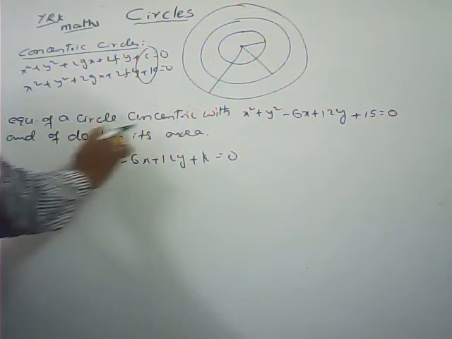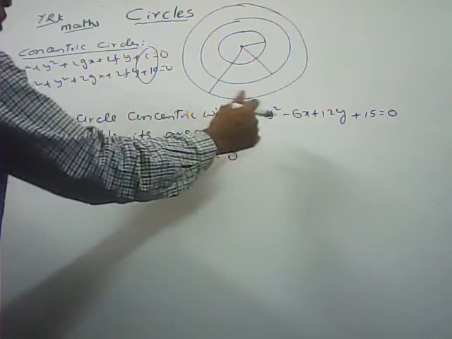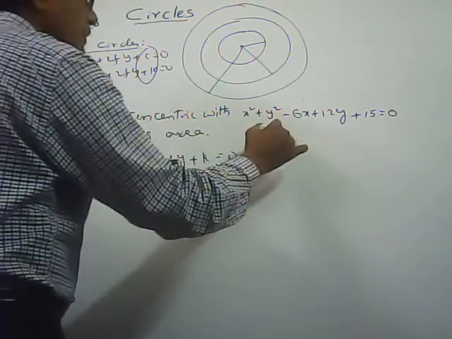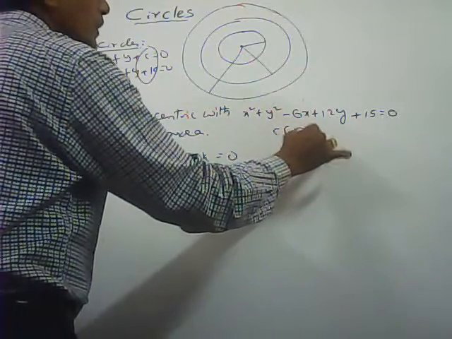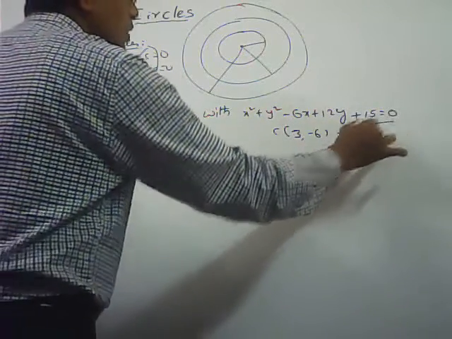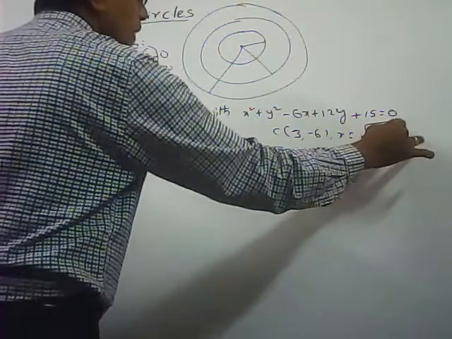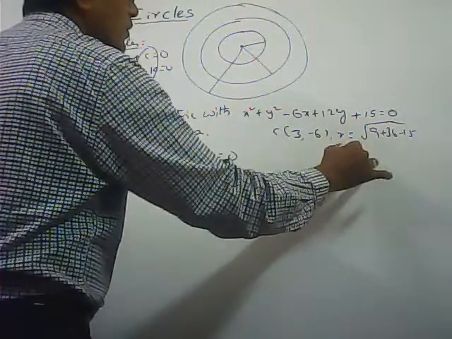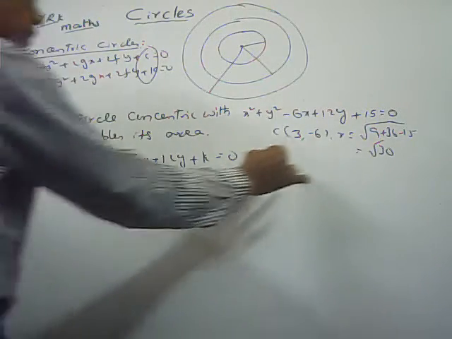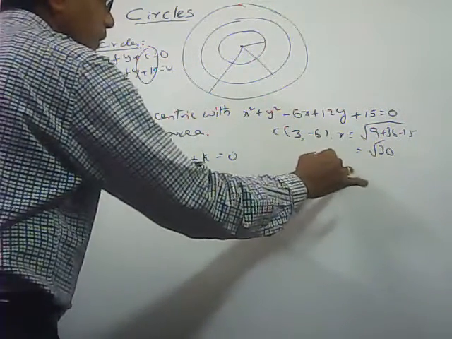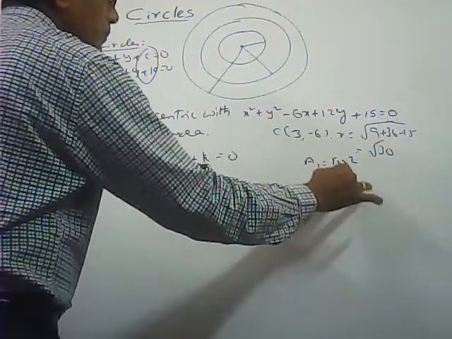And it doubles its area. Here, how to get the area of this one? The center is 3 comma minus 6 and the radius is root of g square plus f square minus c. That is root 30 we are getting. So what about the area of this one? A1 is equal to pi r square, so 30 pi.